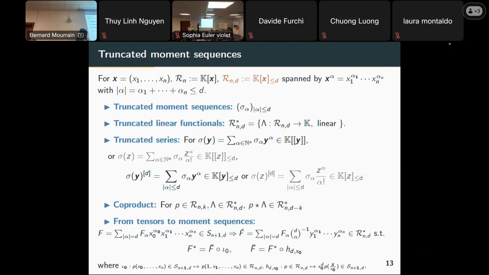Now, so we have talked here about sequences, linear functionals, series. What about moments? How can we make the connection with moments?